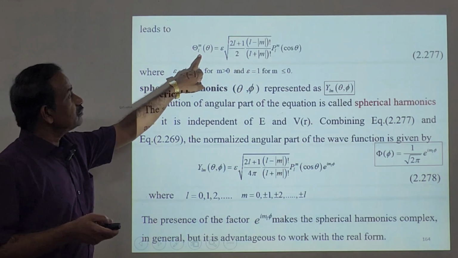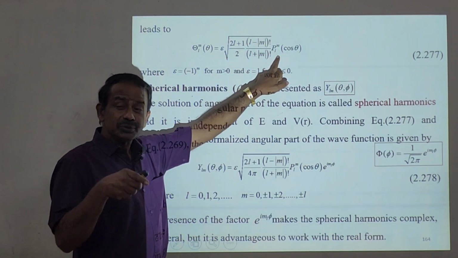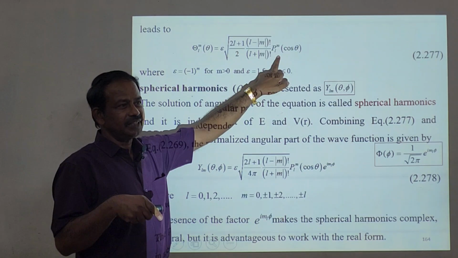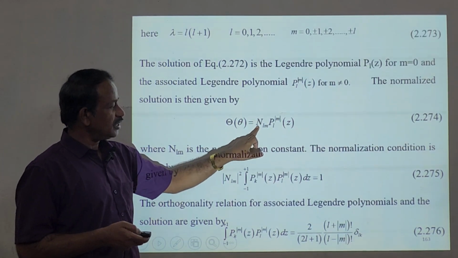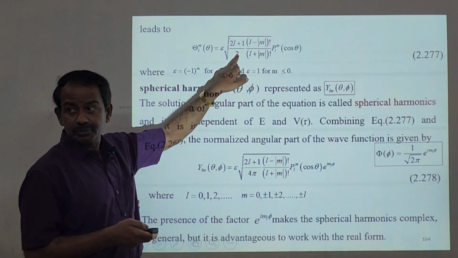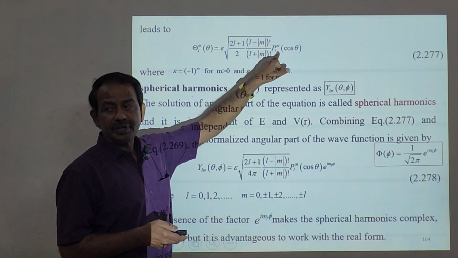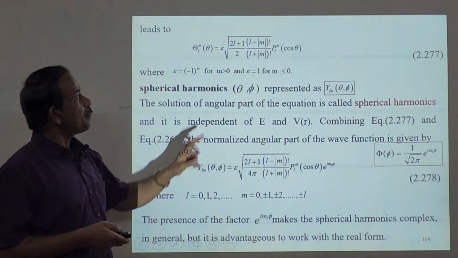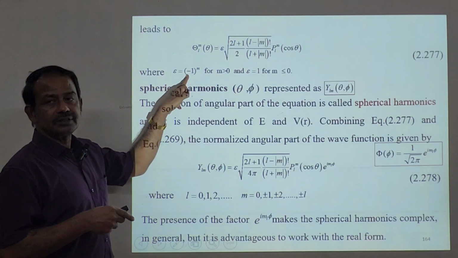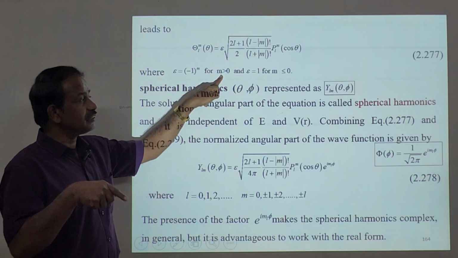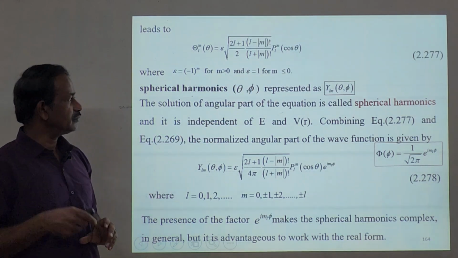So the total theta part will be your normalization constant multiplied by the associated Legendre polynomial. Okay. So this is your normalization constant. See here, N_LM we have found out from this, which is given by this. And P_L^m of z is nothing but your P_L^m of cos theta. And of course it depends on your small epsilon. Epsilon is equal to (-1) to the power m when m is greater than 0. For m less than or equal to 0, this must be equal to 1.